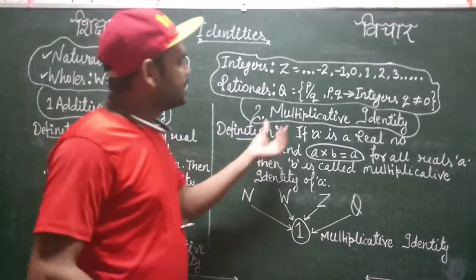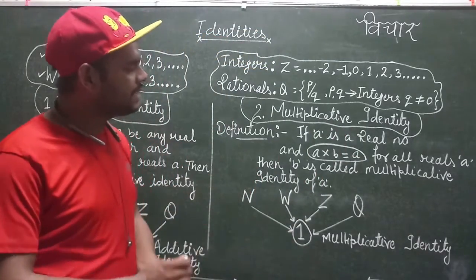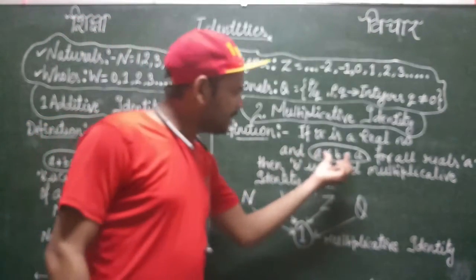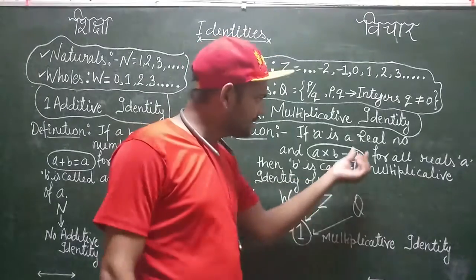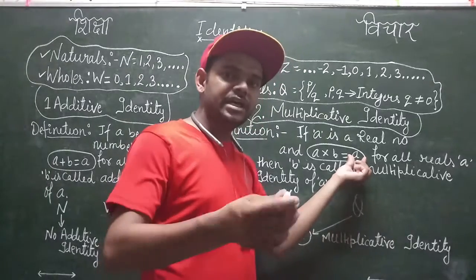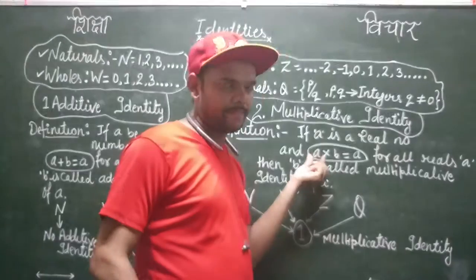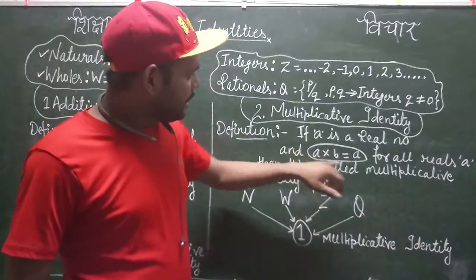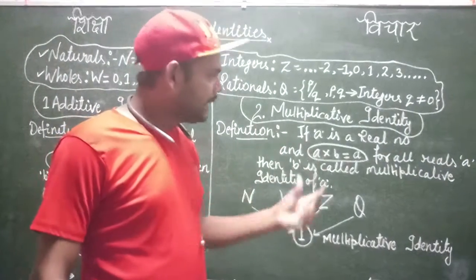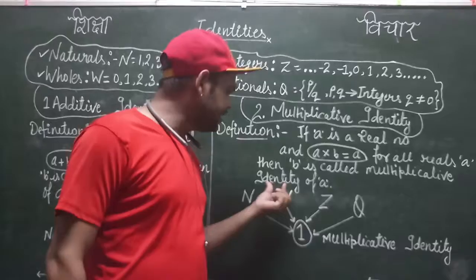Now we will discuss multiplicative identity. First of all we have to discuss the definition. The definition says that if a is a real number, the same situation as in this case, and a multiplied by b equals a, that is, we multiply this a by another number b and the result is itself a, then we say that this b is the multiplicative identity of a. What does it mean? It further says that for all reals a, that means this is not only true for a particular a, it is true for all real numbers a, then b is called the multiplicative identity of a.